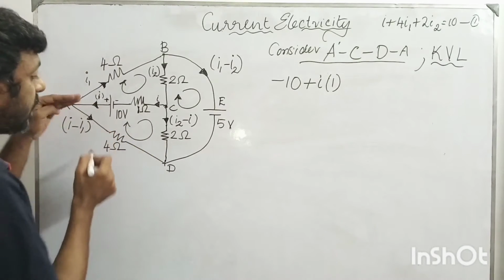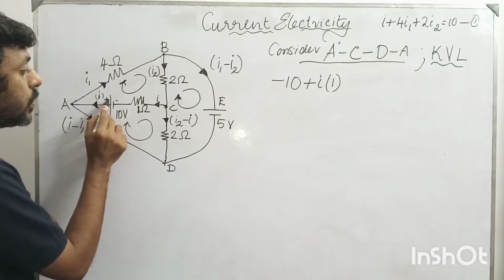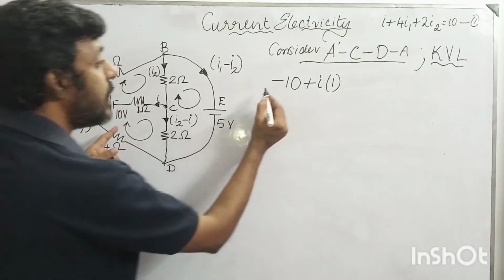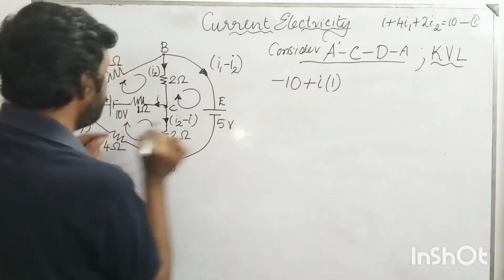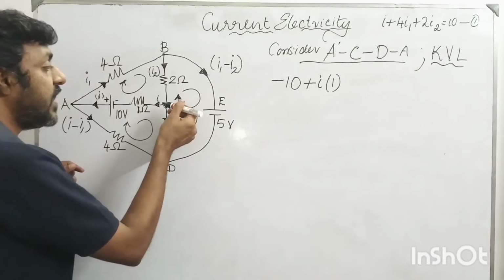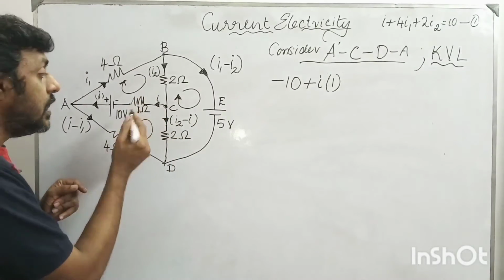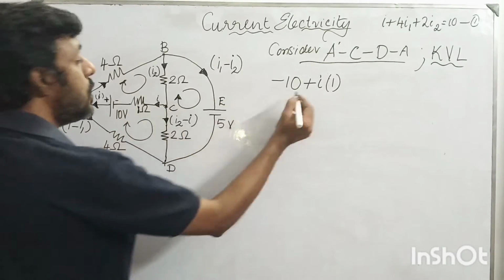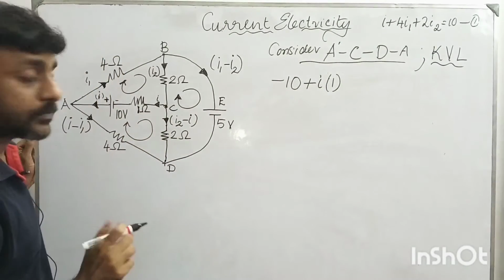At the first stage I'm encountering a battery. The positive terminal is the first terminal which I'm encountering, so I'm adding a minus to it and expressing the voltage as minus 10. After that, I face another current that is moving in the opposite direction of my direction of travel. So I express this part as plus I into 1, where 1 is the value of the resistance.